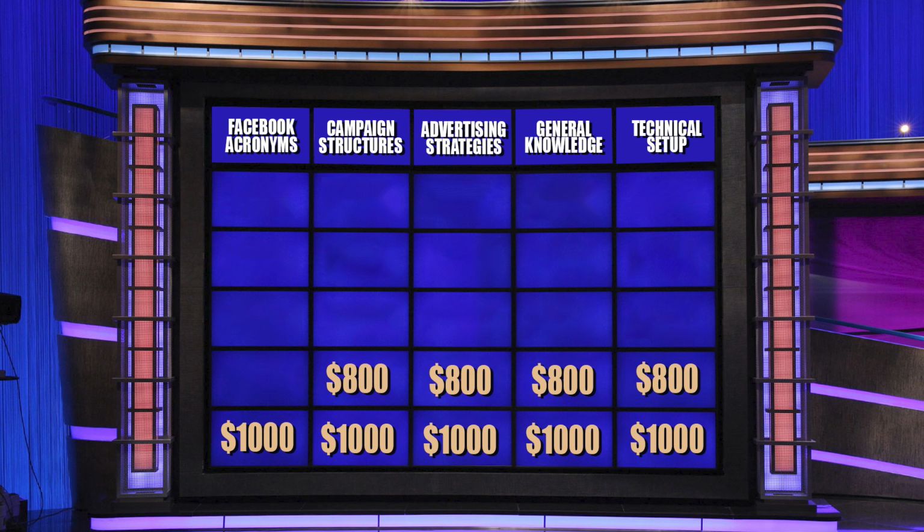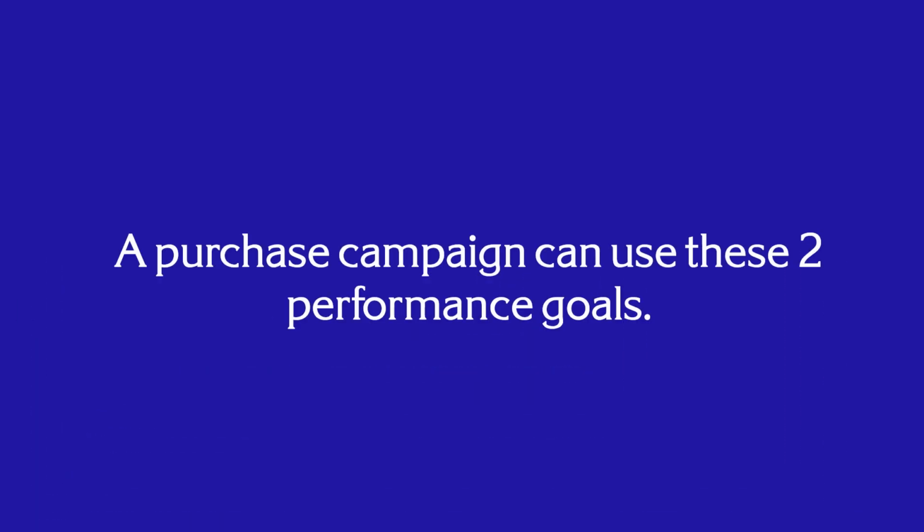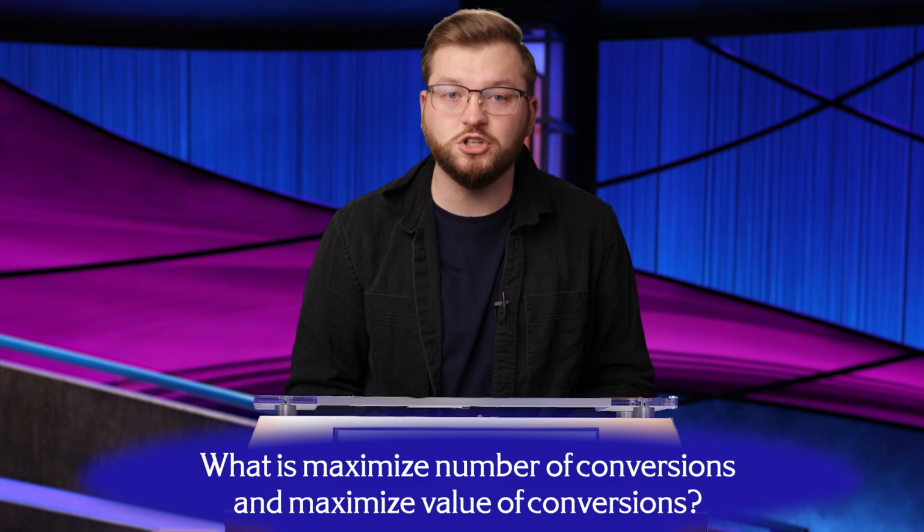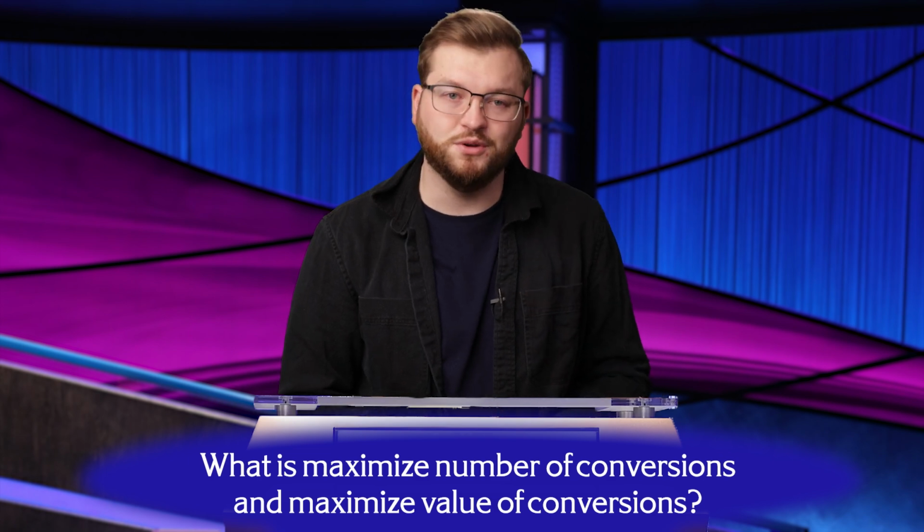Moving now to campaign structures for 800. A purchase campaign can use these two performance goals. I feel like this is one of those settings that you don't really touch very often when launching a new campaign unless you're super advanced. What is maximize number of conversions and maximize value of conversions?